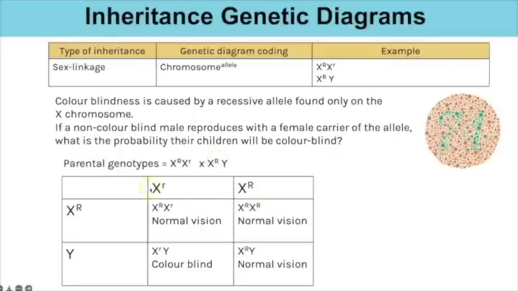So here we have our gametes. We then have the offspring's genotypes and phenotypes. So the probability that they would have a child that is colourblind is 25%.